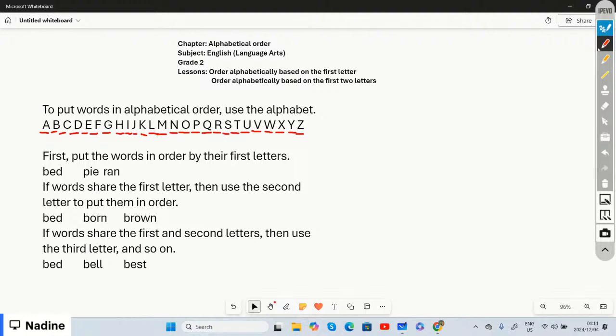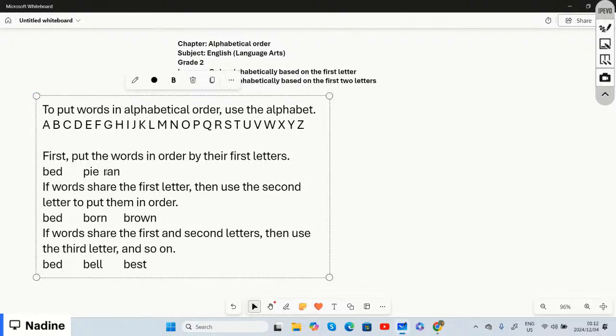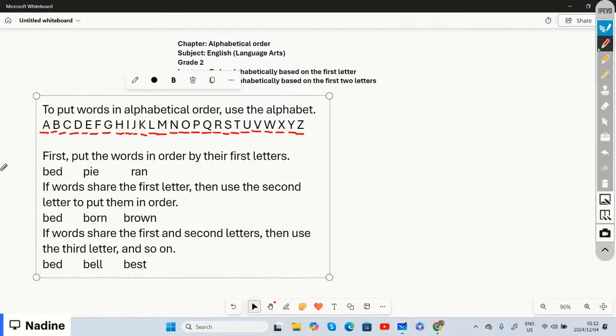All right. So when it comes to alphabetical order, we need to first put words in order by the first letter. Whatever the first letter is of the alphabet, if they give us a few words, for example, we have these three words, which are bed, pie, and ran.